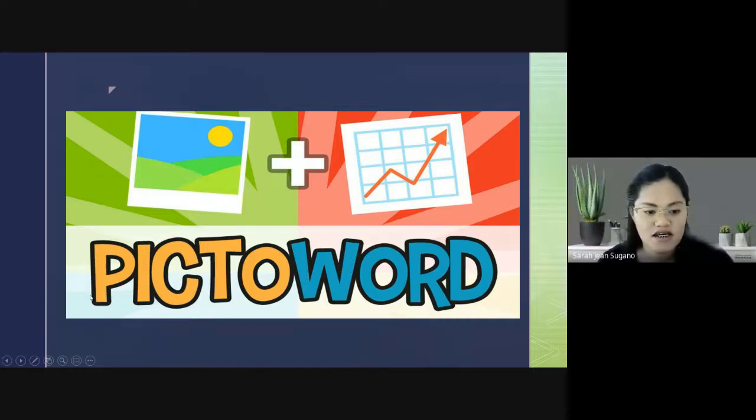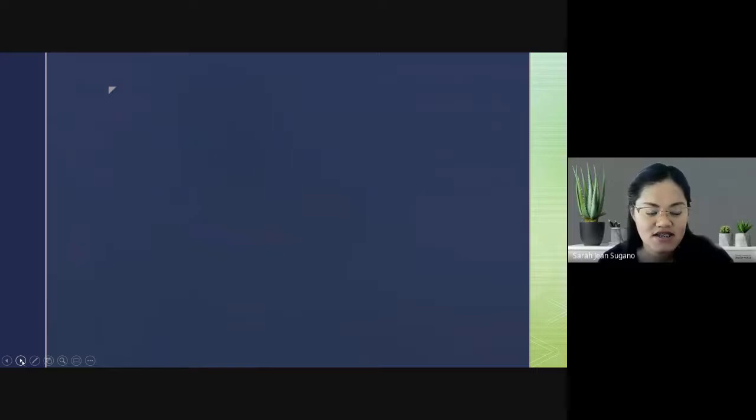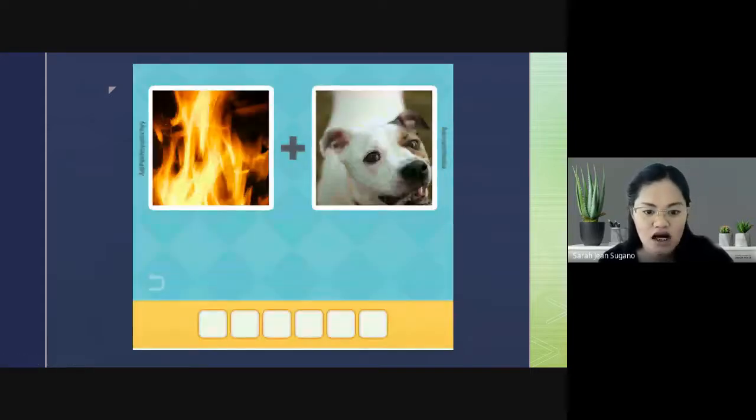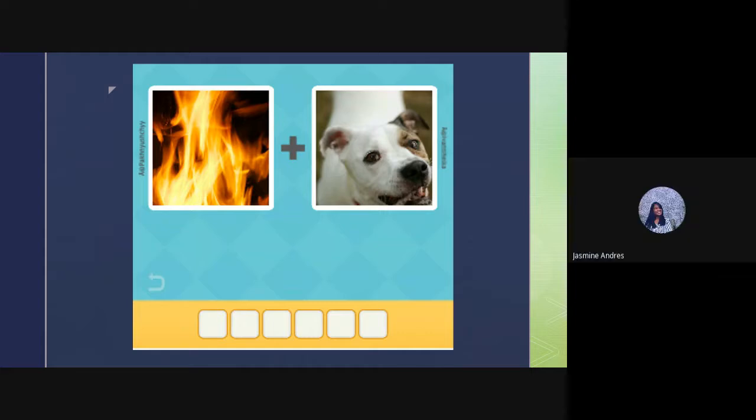Okay, so the title of the game is Stick to Word. You just have to guess the specific word using the two pictures that are presented. Okay, so let us start. So the first two pictures ito. So ano ang word sa ito?